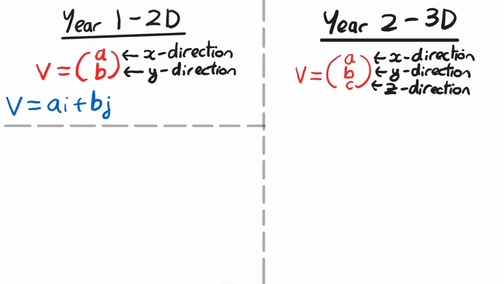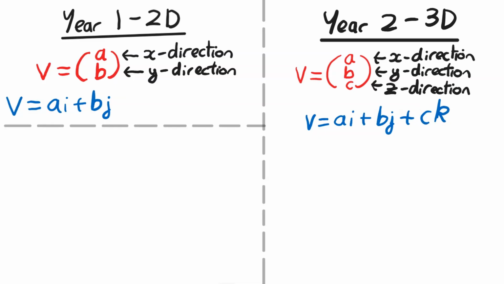the ij form, where v is equal to ai plus bj. i is the x direction and j is the y direction. In 3D vectors, it's the exact same, but we now call it the ijk form, where we have this k part added onto the end that controls the z direction.